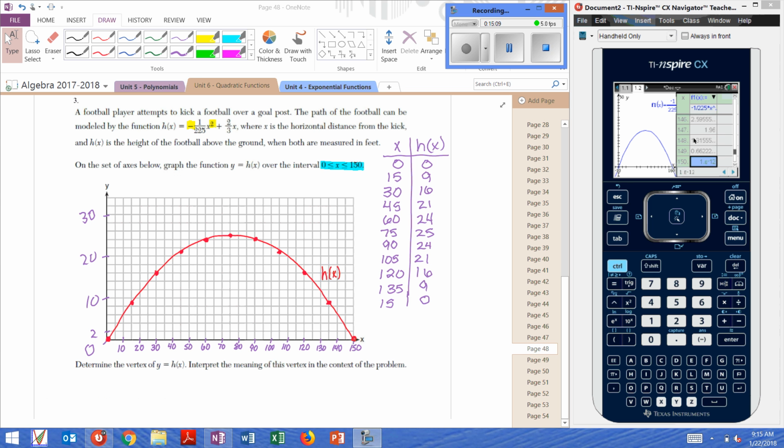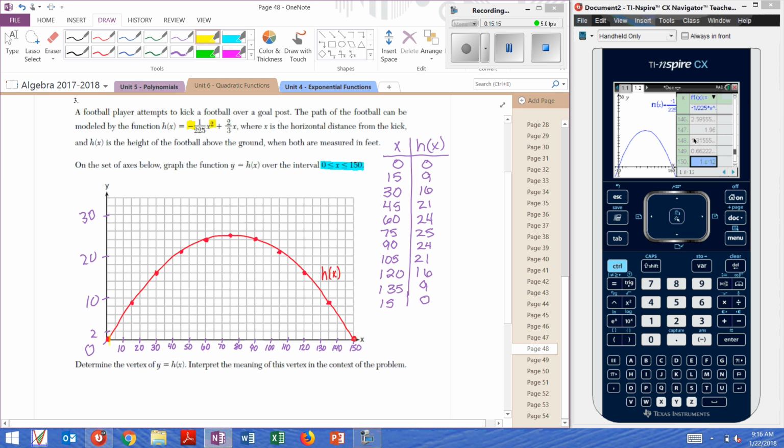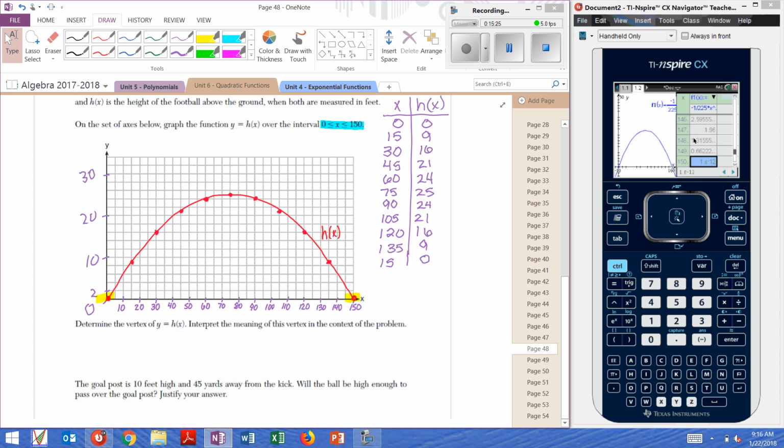Okay, so here is our graph of h of x. And notice how I plotted every single one of the points. I didn't leave anything floating, especially on the axes. That's very important. So on my x-axis, I have 0, 0, and also 150, 0. And somehow this got cut off here. So that's 150, 0 on my table.